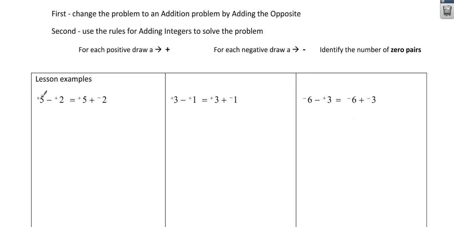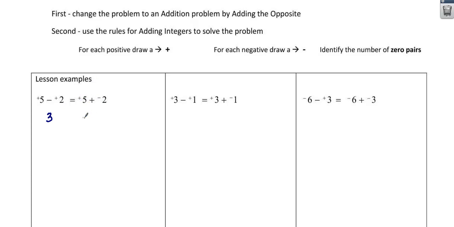And you'll notice there are a couple problems. We're going to look at how positive 5 minus positive 2 is the same as positive 5 plus negative 2. Now I know you can do this. Positive 5 minus positive 2 has an answer of 3. You got that down. Let's see if this also has an answer of 3.